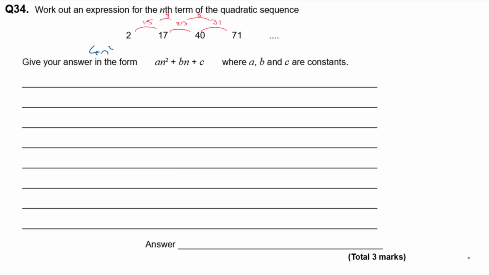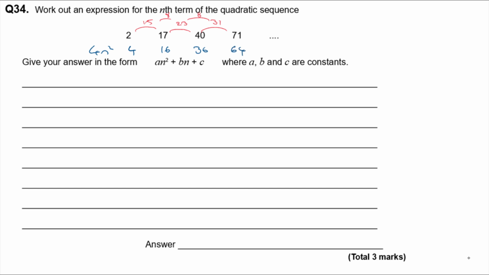So then 4n squared, when n is 1, is 1 squared times 4, which is 4. When n is 2, n squared is 4, times 4 is 16. When n is 3, I get 9 times 4, which is 36. And when n is 4, I get 16 times 4, which is 64.